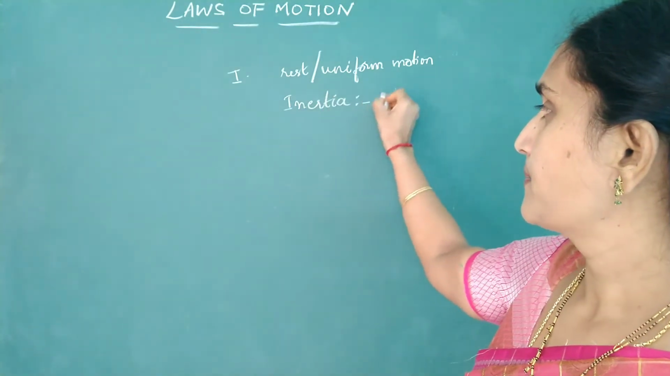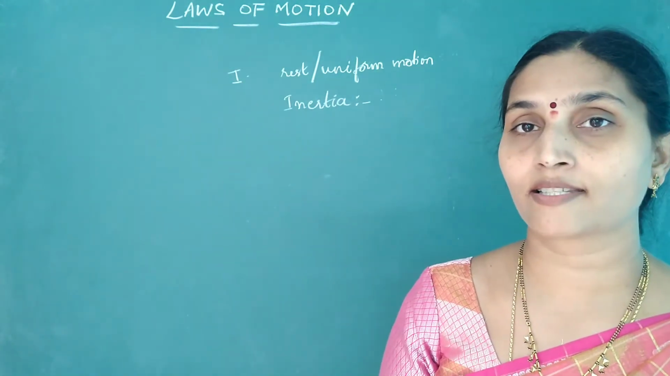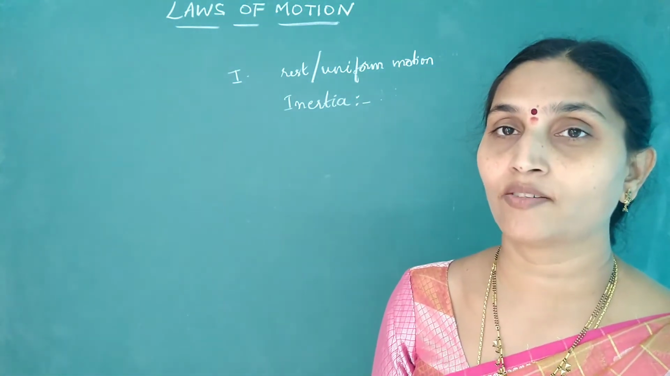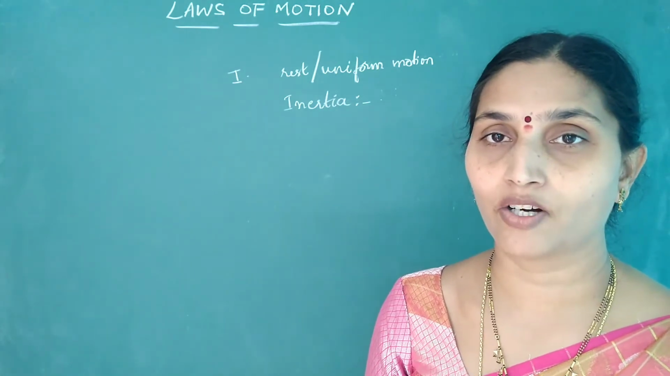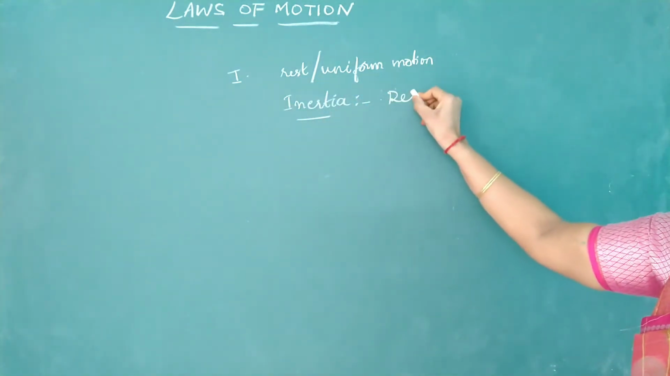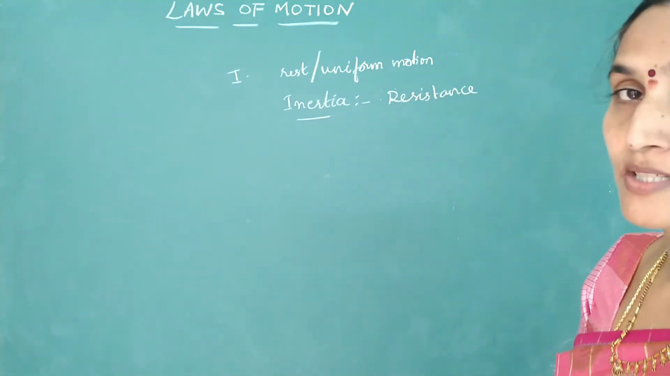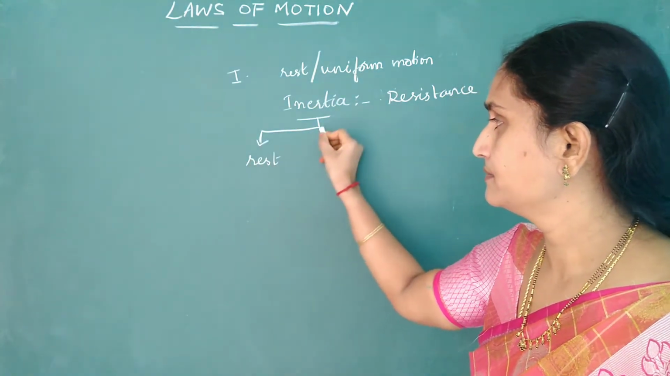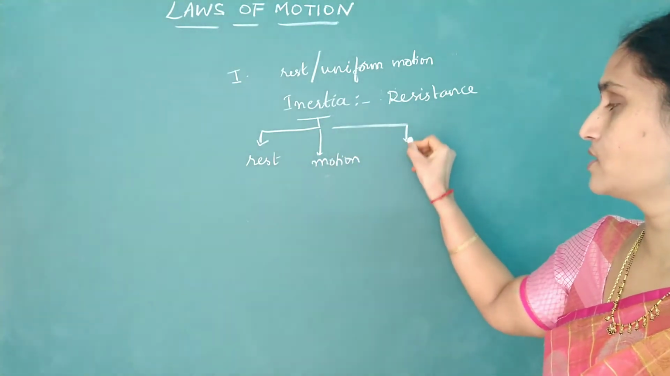What is inertia? It is the resistance which a body is going to offer to change its state of motion. If it is at rest, it wants to remain in the state of rest. If it is in motion, it wants to remain in the state of motion until and unless some external force is applied on it. So inertia is the resistance a body is going to offer to change its state of motion. And we have classified this into three types: inertia of rest, inertia of motion and inertia of direction.